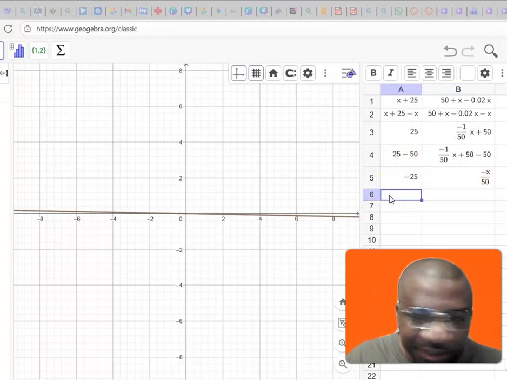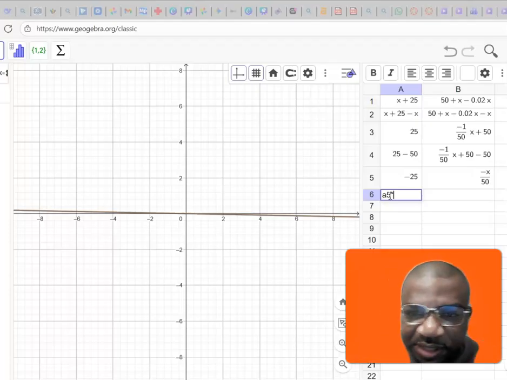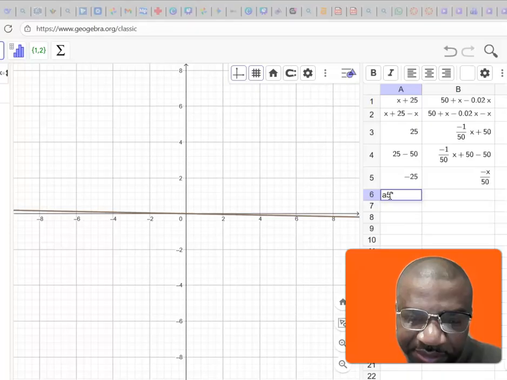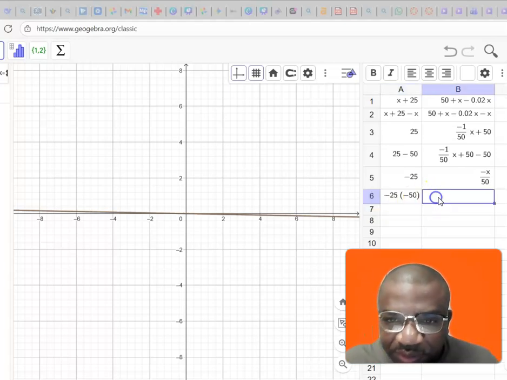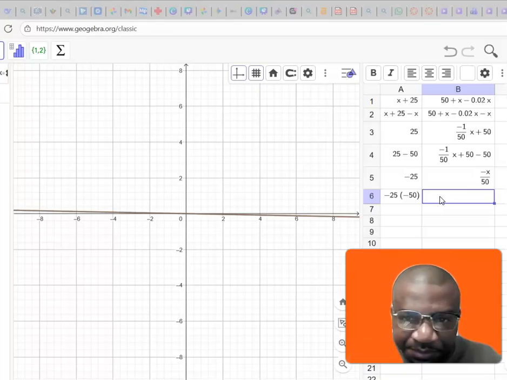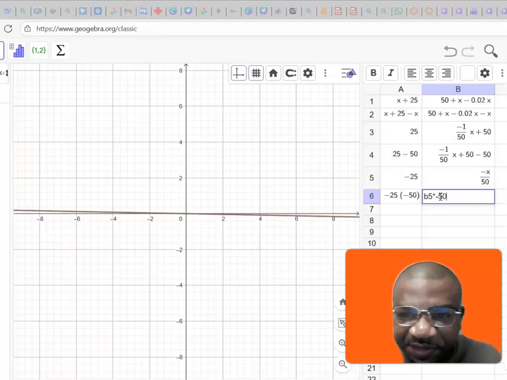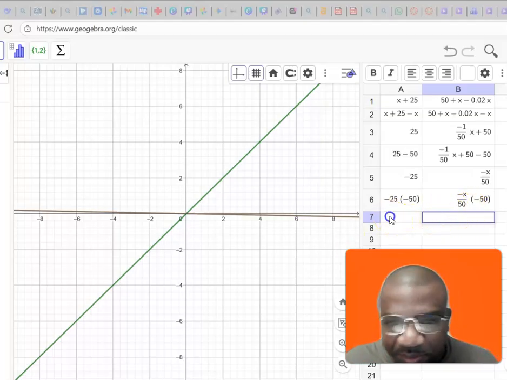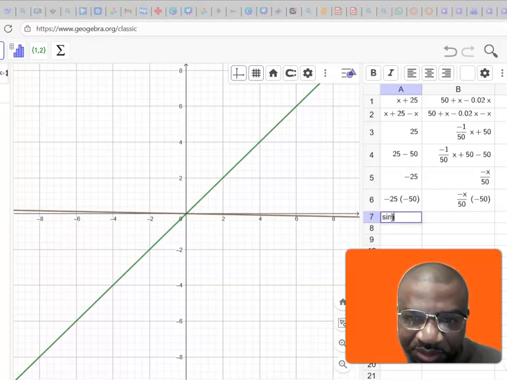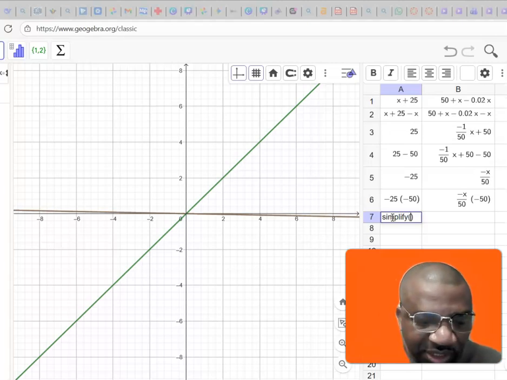So come here, we can say a5 times minus 50 equals to, so on the right hand side also we'll say b5 times negative 50. So we have this. So next step, let's simplify again. Simplify. Close bracket.